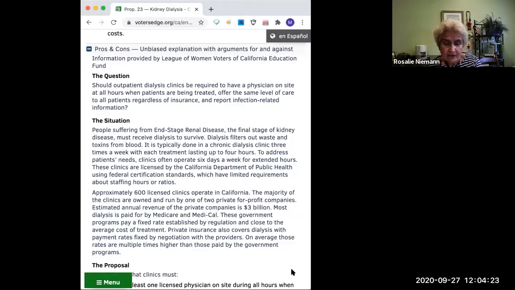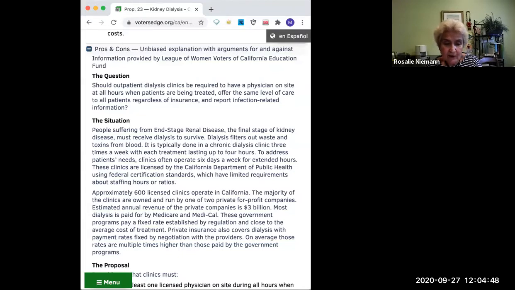Estimated annual revenue of the private companies is $3 billion. Most dialysis is paid for by Medi-Cal and Medicare. Private insurance also covers dialysis with payment rates fixed by negotiation. On average, those rates are multiple times higher than those paid by the government programs.